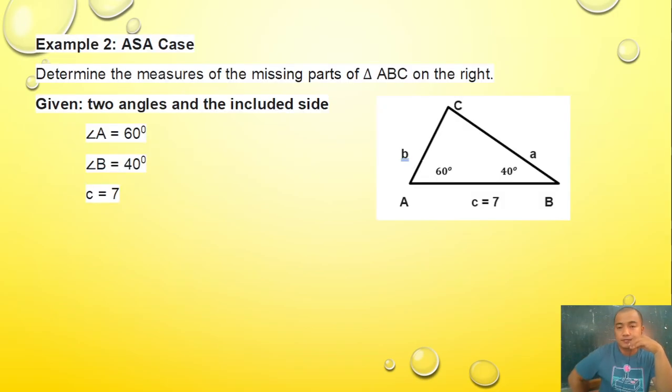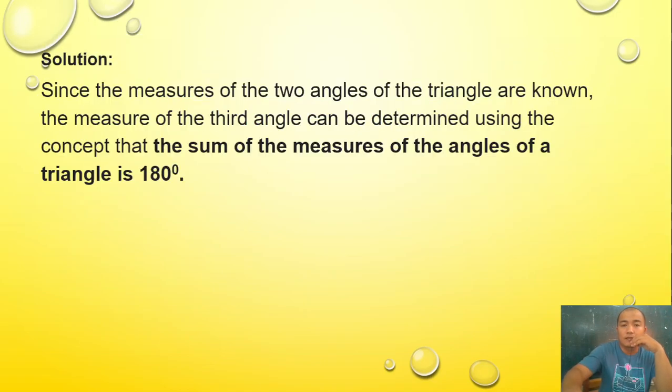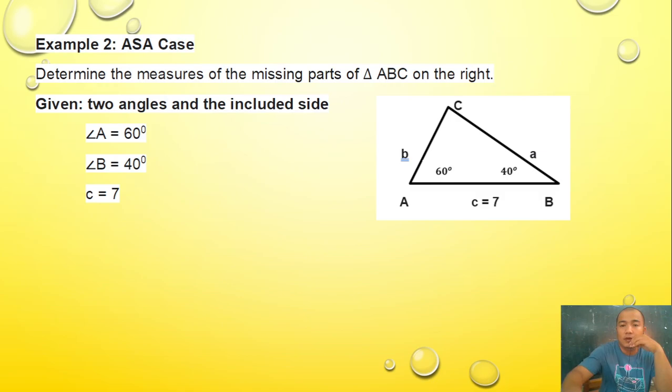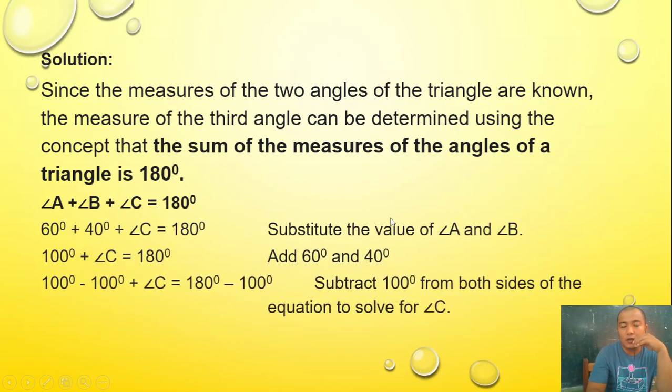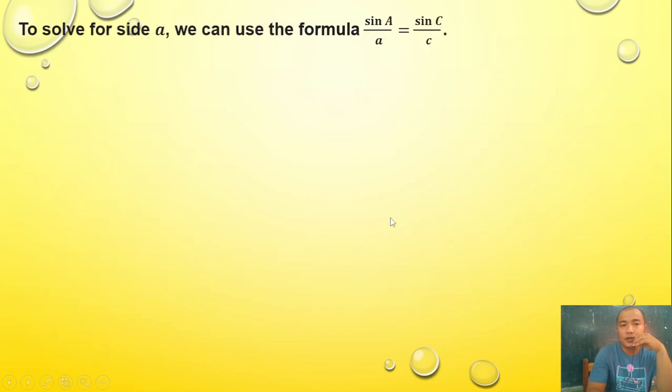ASA case, two angles and the included side are given. Since two angles are given, angle C is already 180 minus 100. The sum of 60 and 40 is 100. So angle C is 80 degrees. After knowing the third angle, which is 80 degrees, we can now solve for the missing sides. Let us solve for side a.